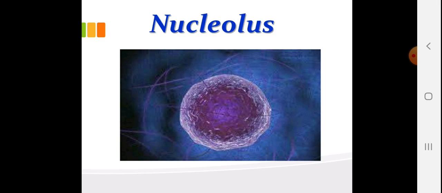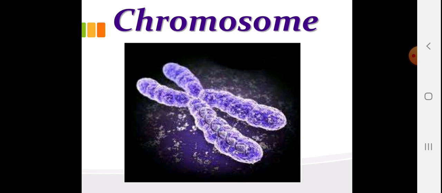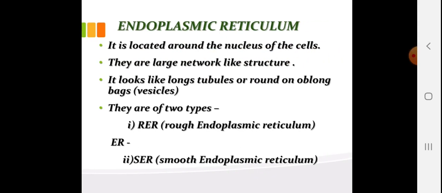Nucleolus, you can see it is within the nucleus. Chromosomes, you can see the shape of a chromosome, it has 4 ends. In these 4 ends, it will carry DNA and RNA fragments.